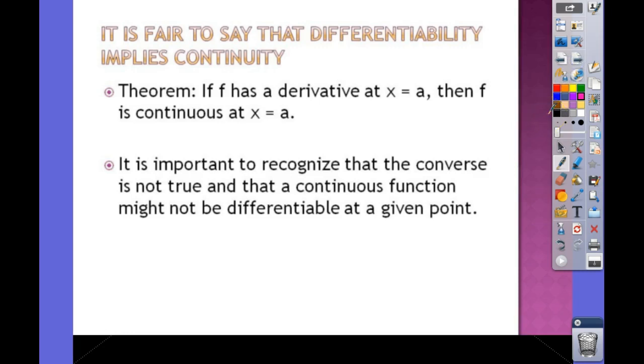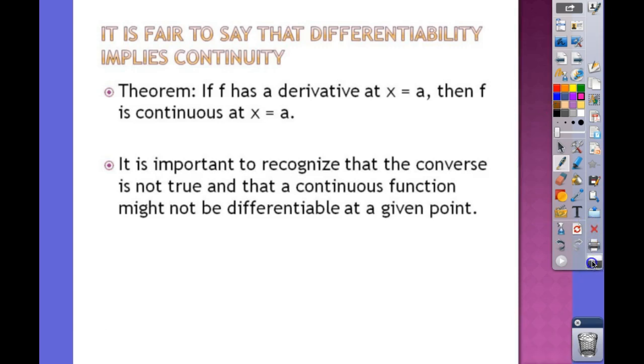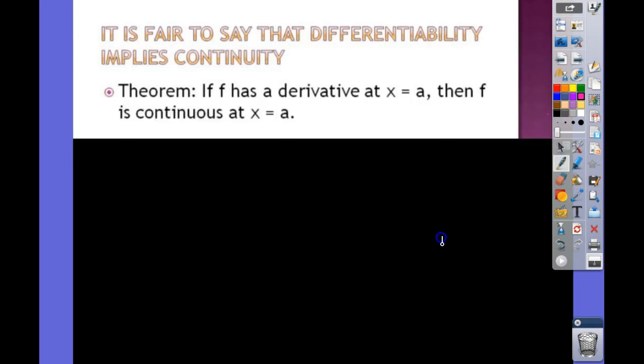So that leads to a theorem. I always give this theorem with the example of a square. All squares are rectangles, right? But not all rectangles are squares. So if f has a derivative at x equals a, then f is continuous at x equals a. This is like saying, if it is a square, then it's a rectangle. You cannot say if something's a rectangle, then it's a square.